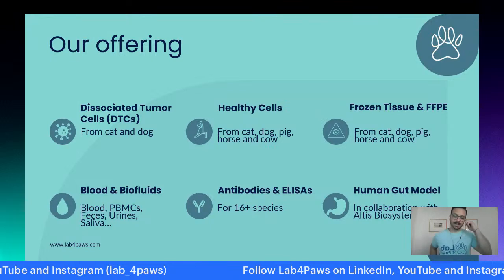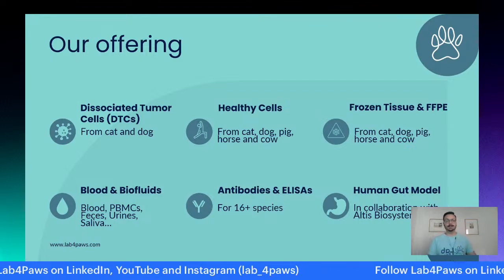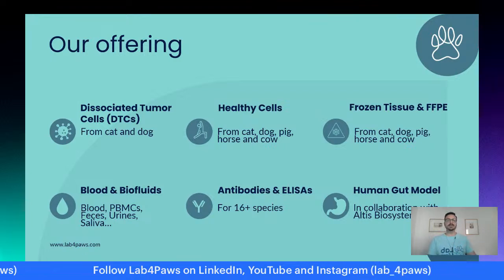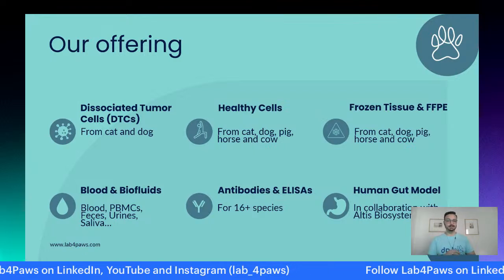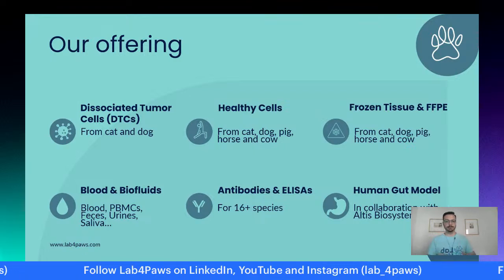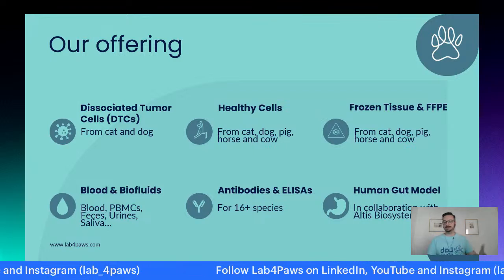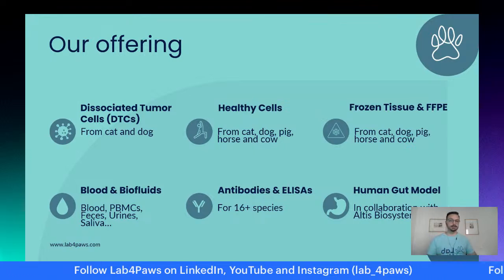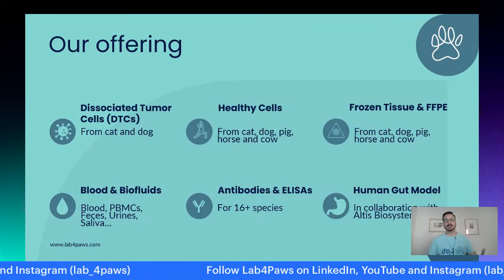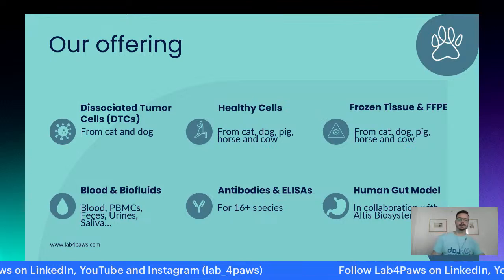And on top of this, we have a portfolio of some complementary products, for example, antibodies, ELISAs, growth factors, and cytokines for more than 16 different species. Finally, we collaborate with Altis Biosystems, and we help them bring human gut models to developers, to pharmaceutical companies. Human gut models are an important building block of organ-on-chip systems, alternative methods that would also help reduce the use of animals in human drug development.